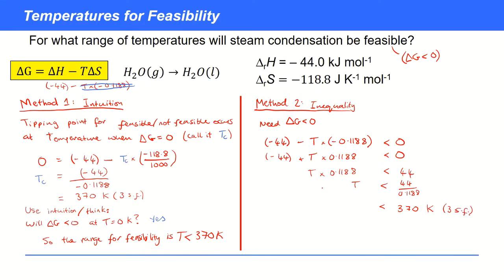So the intuition method and the inequality method leave us with the same range. Now one final thing before we leave this: T is always positive. Remember, it's in Kelvin, so we can't get negative temperatures. If you're getting a negative number out of this, something has gone wrong, so check your working.